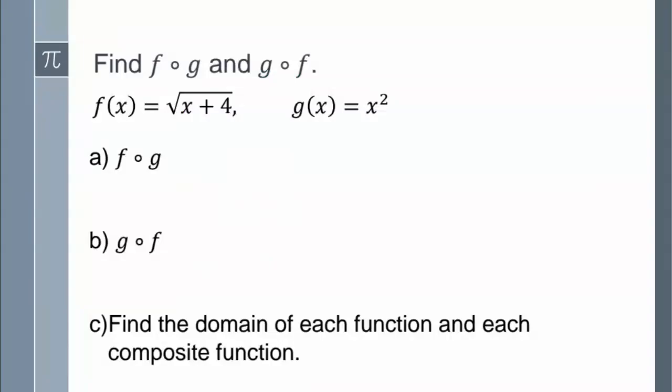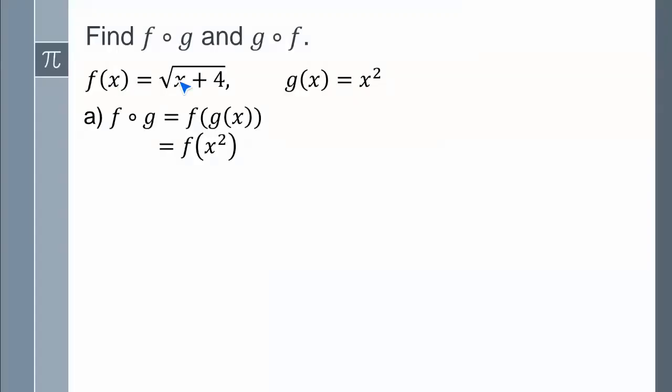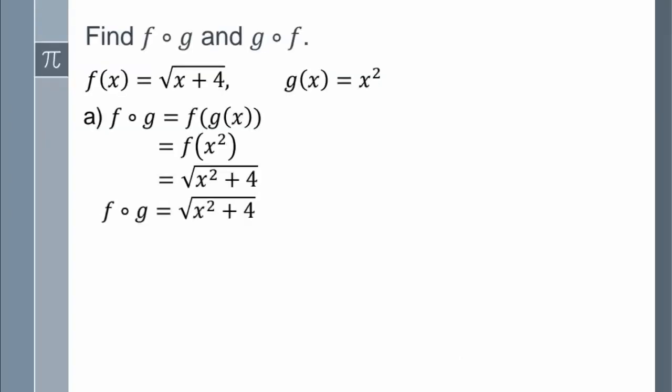Okay, so let's try another one with the square root. For letter A, they want us to find f of g. So I'm going to replace my g of x with x squared, and then I want to replace all the x's in the function f with x squared. So I'm going to substitute that in for x. So I get the square root of x squared plus 4. I can't simplify further, so this is going to be our answer.